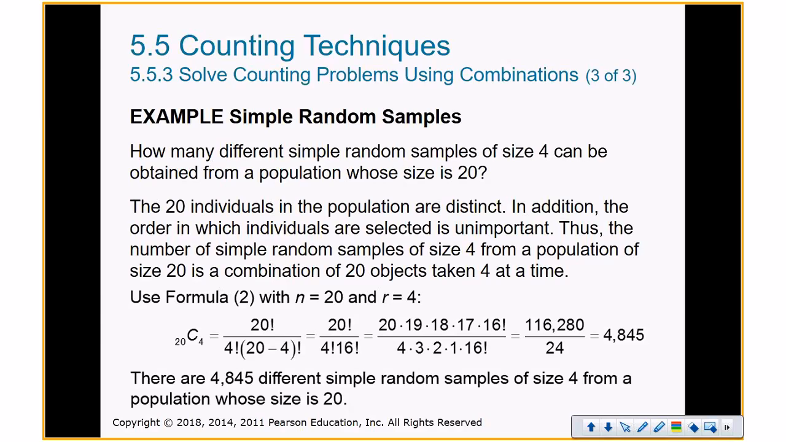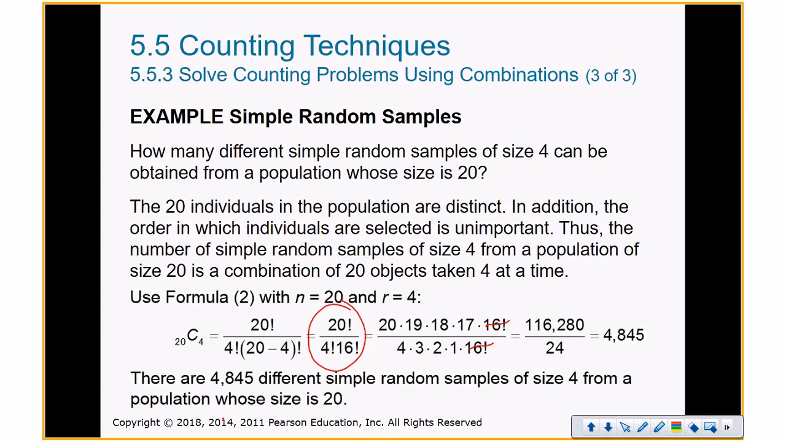And with 4 times 3 times 2 times 1, basically you can cancel the 16s out. Do y'all see that? The 16s cancel out, so you don't even need them, if you do it by hand. Therefore you're left with 116,280 over 24. It's easier just to do it in your calculator, if you don't use the NCR in your calculator.